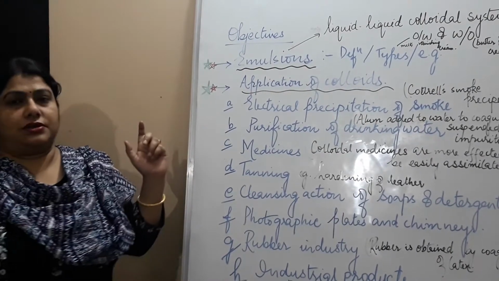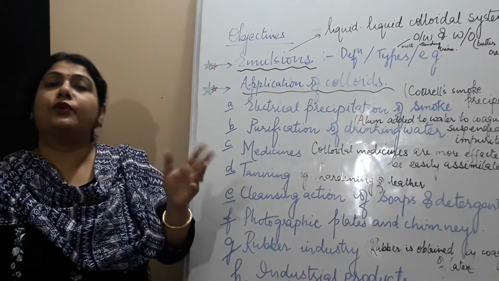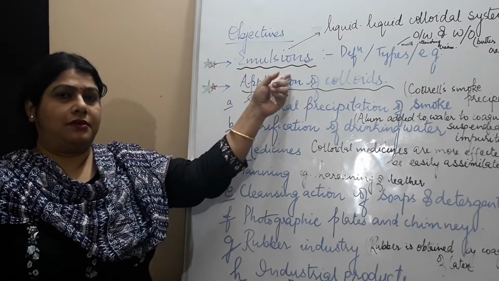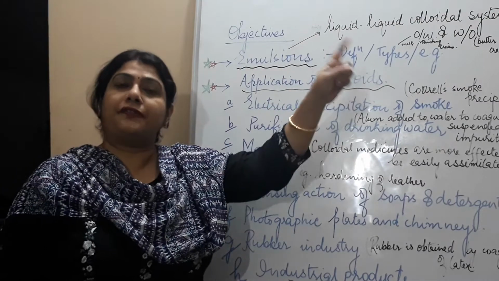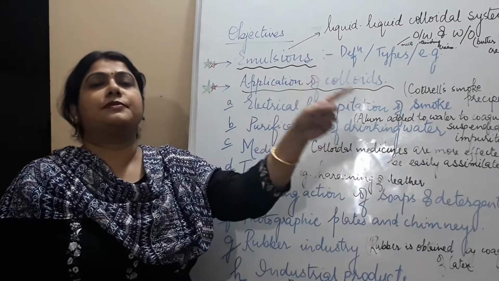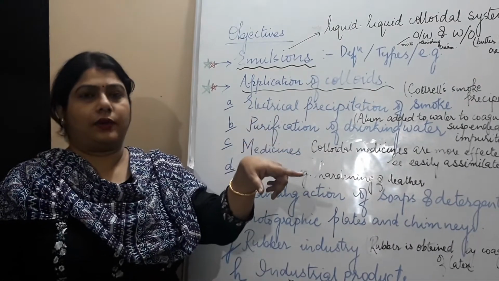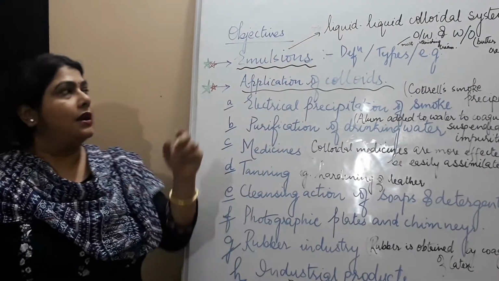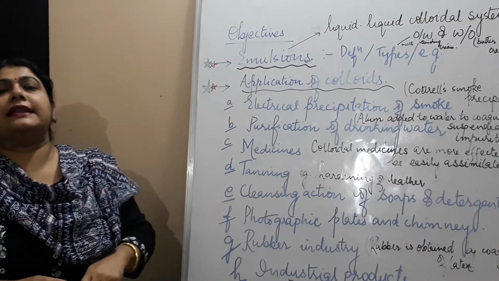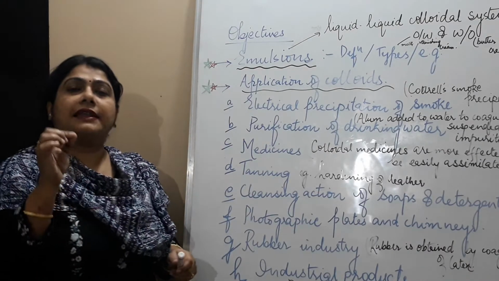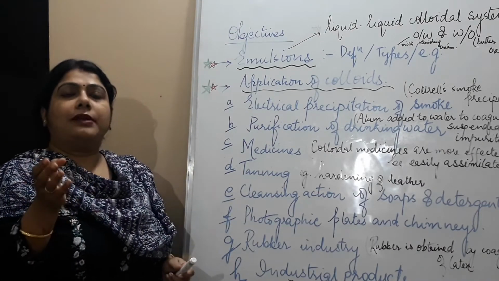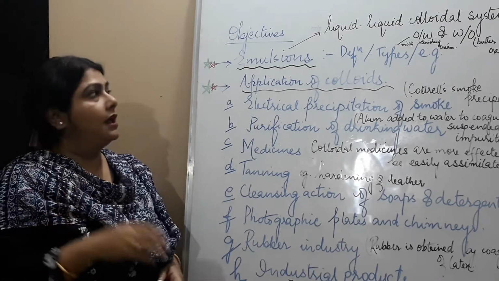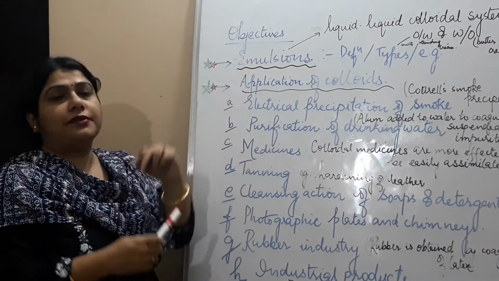So what are emulsions? Emulsions are nothing but liquid-liquid colloidal systems. That means in an emulsion we have the dispersed phase as liquid and the dispersion medium also as liquid, and hence it is known as a liquid-liquid colloidal system. In an emulsion, the dispersed phase and the dispersion medium are immiscible or partially immiscible. So two types of emulsions are there.